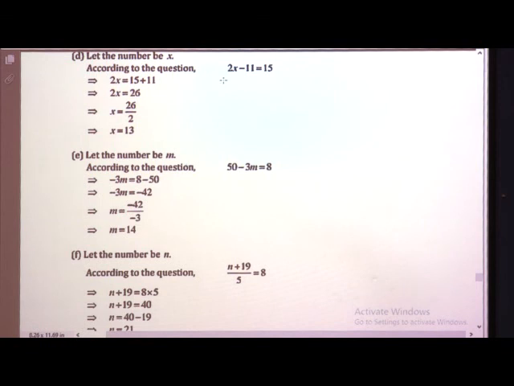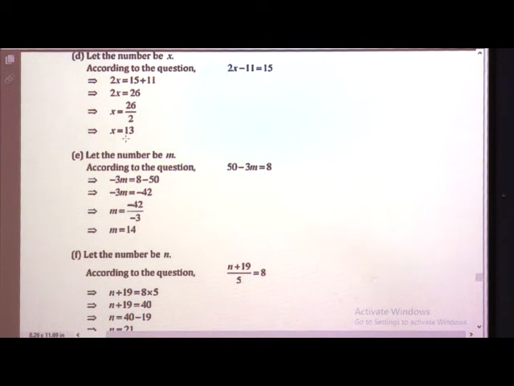So, 2x is equal to, what do I have to do? First I have to separate the variable. So, 2x is equal to 15 plus 11. Why? Because here we have minus 11, so we can go as plus 11. 15 plus 11 is 26, so 2x is equal to 26. x is equal to 26 upon 2. When you reduce it, x is equal to 13, because 13 2s are 26.